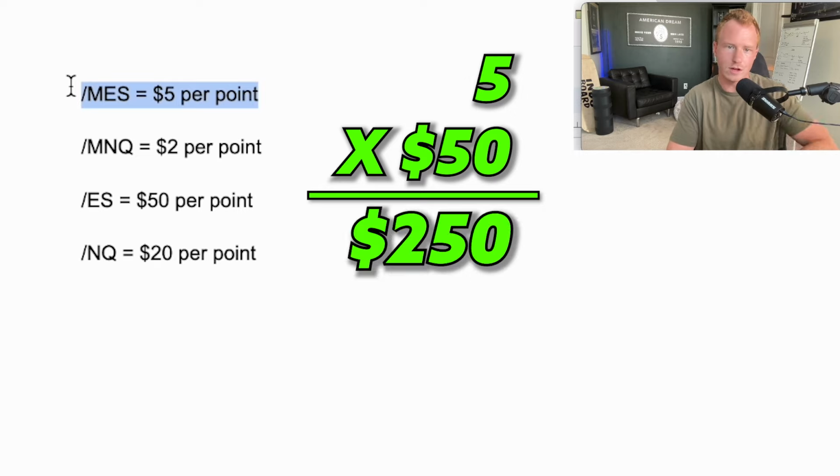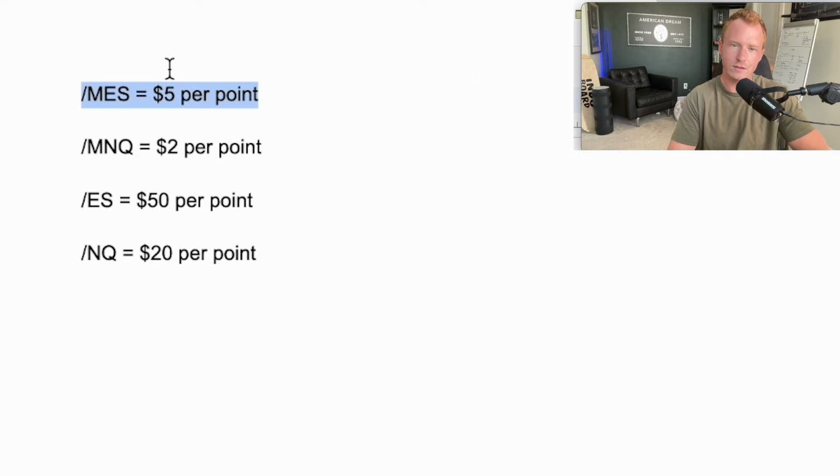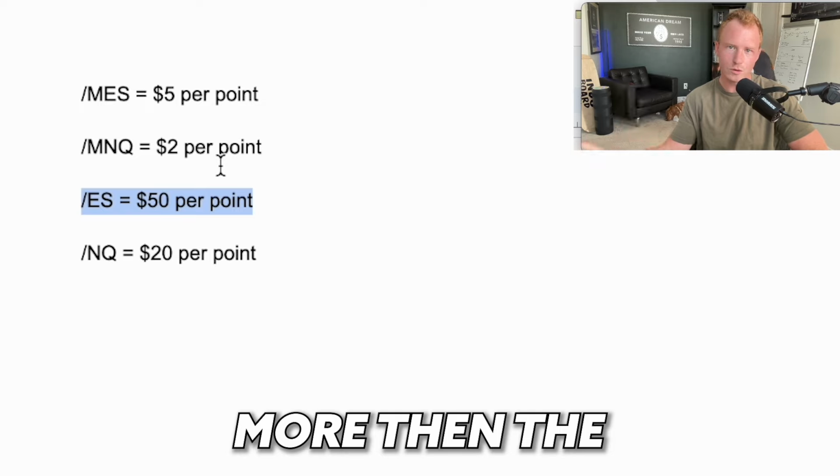That's around $250. Okay, so if you have a smaller account, you're more of a beginner, I'd recommend starting with the MES or the MNQ. So NASDAQ moves faster, goes up and down more points in a given day. So every point on the MNQ makes you around $2 per point, right? Now on the ES, on the other hand, this is $50 per point. Okay, so this is basically 10 times more than the MES.